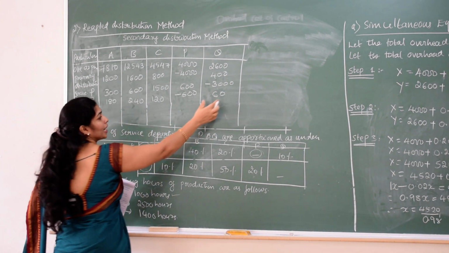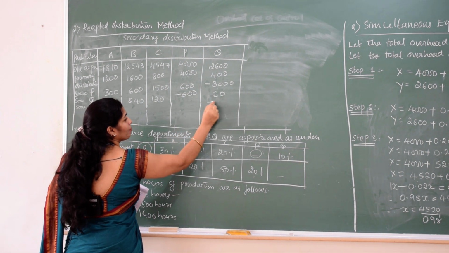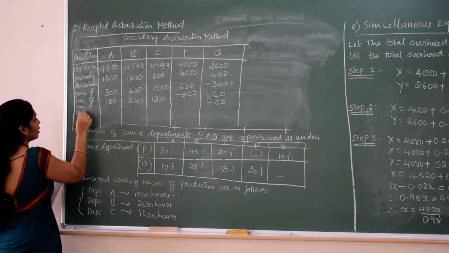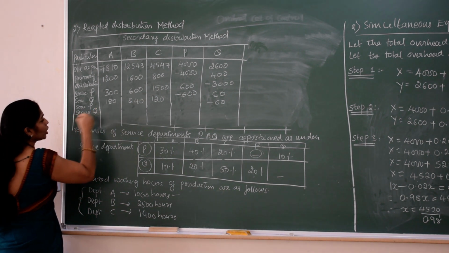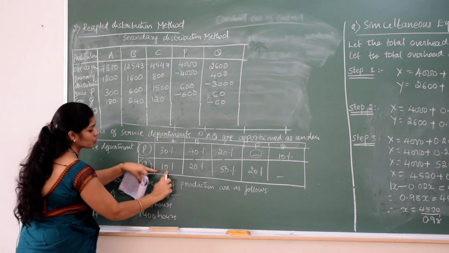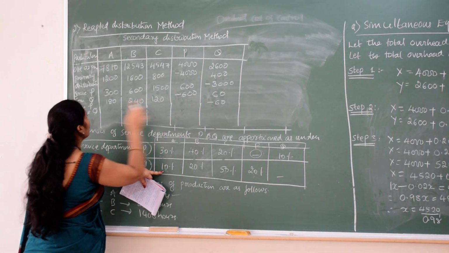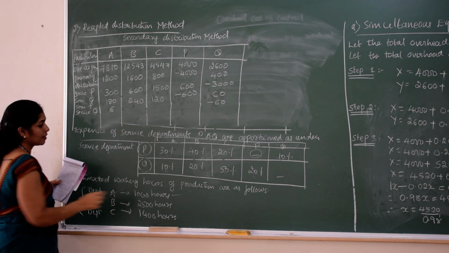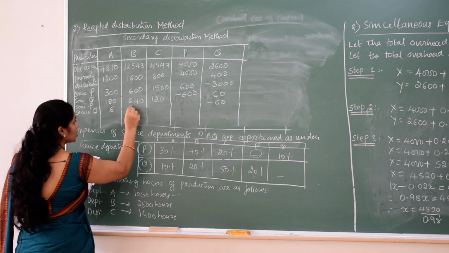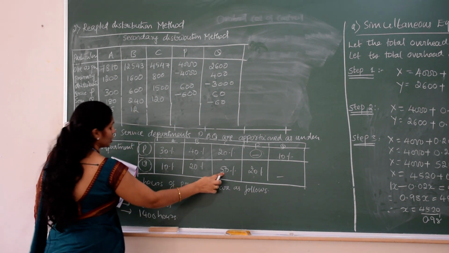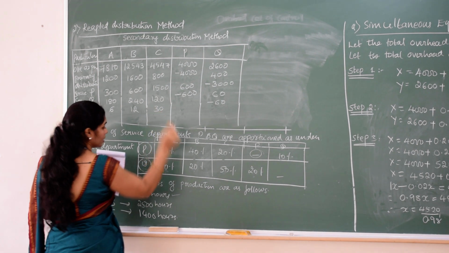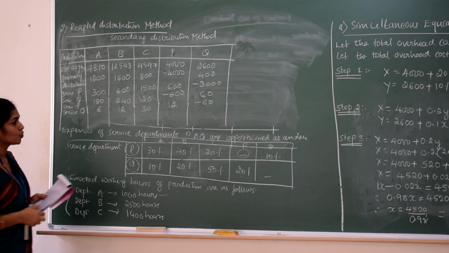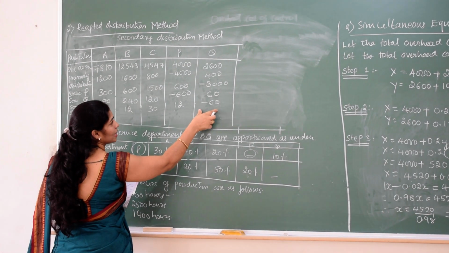Now you have to take the Q value. The Q value is minus 60. As per the given percentage, Q's ratio is 10%, that is 10% for production department A. 60 into 10% is 6, then 60 into 20% is 12, 60 into 50% is 30, 60 into 20% is 12. Is it clear? Dear students, now it is nil for service department Q.